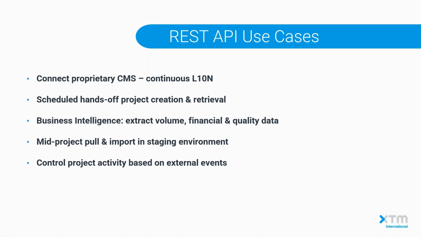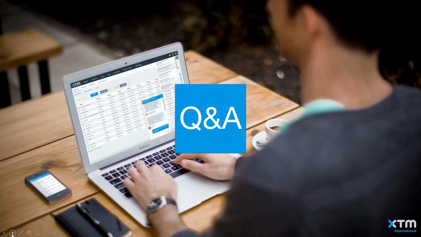And you can do more complex workflows where, for instance, you need to pull your content to send it to a staging environment for someone to do an in-context review. That is something that you can do with API calls, and you can control project activity based on external events. So maybe you can modify due dates, or finish a project automatically based on events that happen outside of XTM and that XTM has no way of knowing. So that is basically the topics I wanted to cover today.